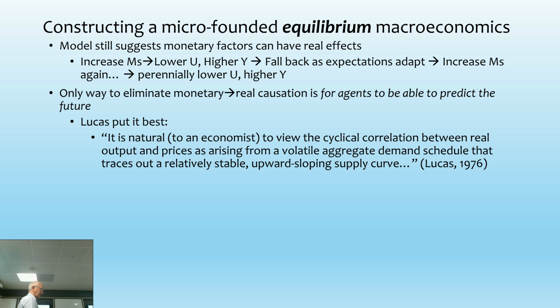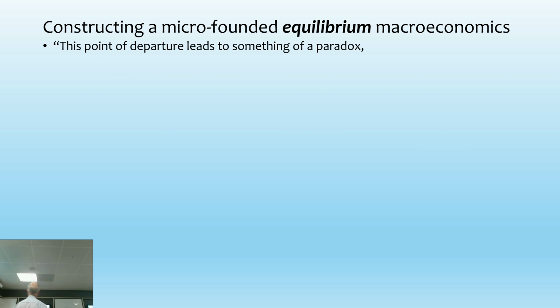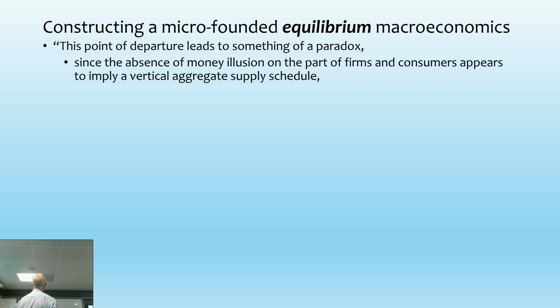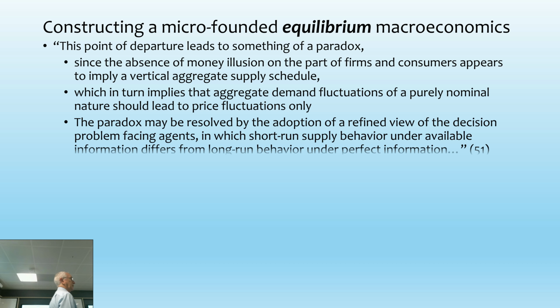That's in fact the opposite of what Muth was doing in his model of the hog cycle. He said that leaves a little dilemma, because the absence of money illusion, we assume people work in real terms, not nominal, that implies a vertical aggregate supply curve. So the fluctuations in demand should cause price levels to change without changing output. So how do we explain it from this point?